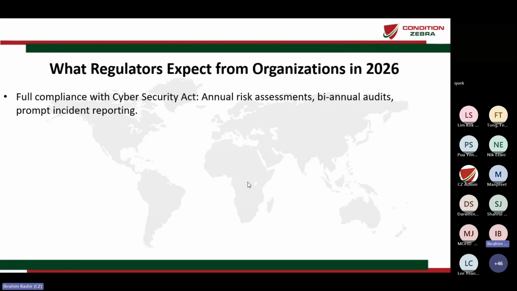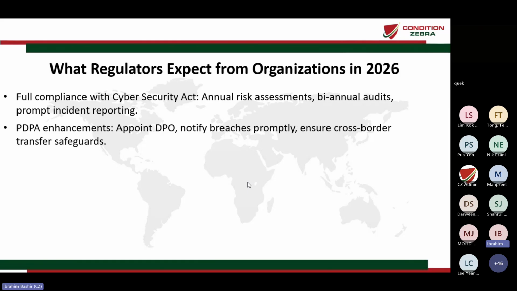Then there's also biannual audits, right? So this is once every 2 years. So once every 2 years, you are required to do these audits as well, right? So lastly is prompt or immediate incident reporting. So touch wood, if there is any cybersecurity incident or potential incident or threat that happens, you are required to report it immediately or following the timeline. I will share on the timeline shortly in the coming slides.